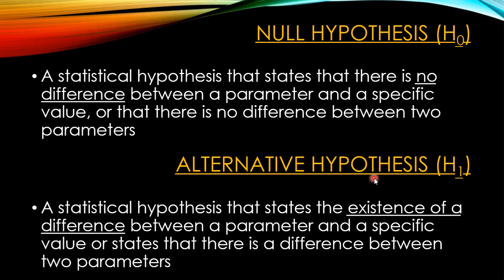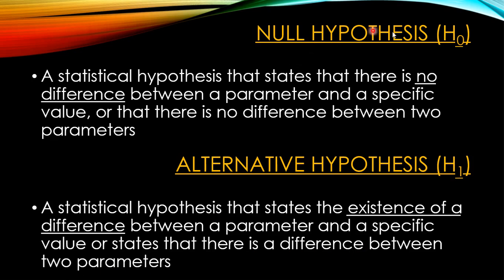Now, how about alternative hypothesis? Ang alternative hypothesis, ang symbol natin dyan ay H sub 1. Minsan sa ibang libro, ang symbol dyan ay HA. Kaya minsan HA naman ang alternative hypothesis. Yung tawag natin sa null hypothesis and alternative hypothesis, H0 and H1. Okay, so what is alternative hypothesis? It is a statistical hypothesis that states the existence of a difference between a parameter and a specific value, or states that there is a difference between two parameters.